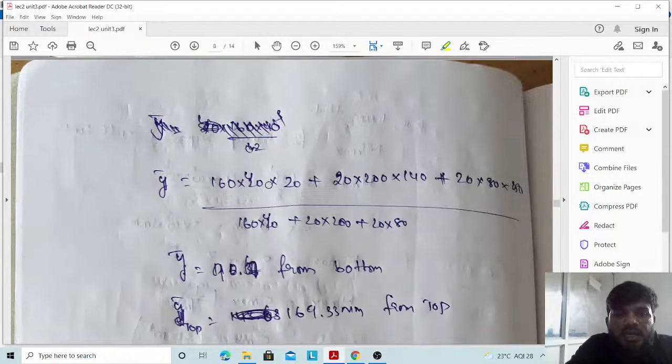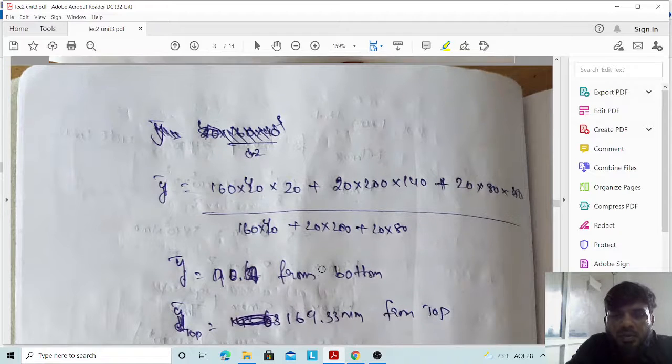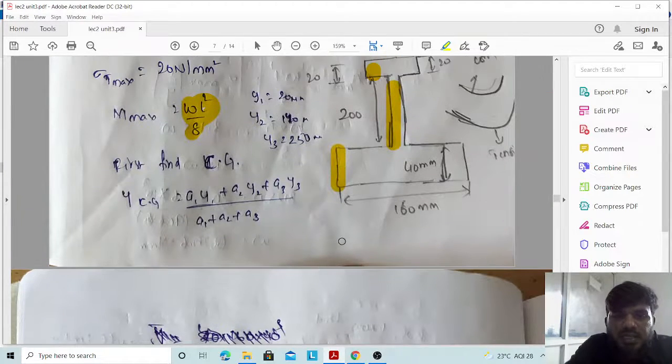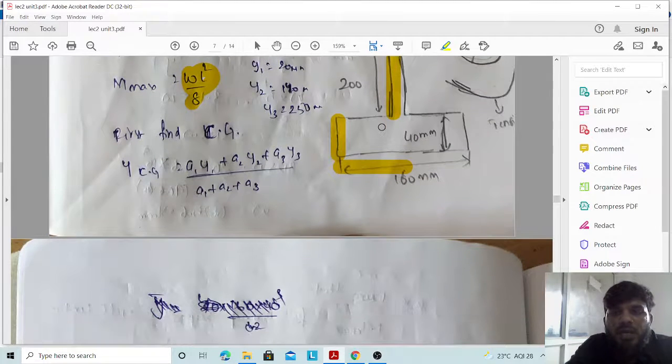We will do the calculation and get the answer around 90.67 from the bottom. Why? Because I have considered my origin at this position, so whatever value we get will be from the bottom. From the bottom means the y max, which you get from the moment of resistance equation, M by I equals sigma by y. That y will be from the bottom axis.